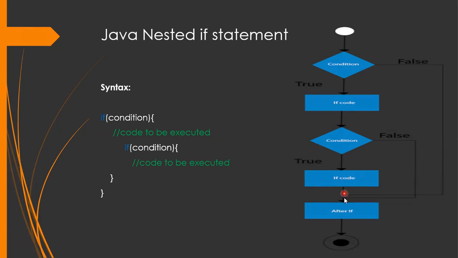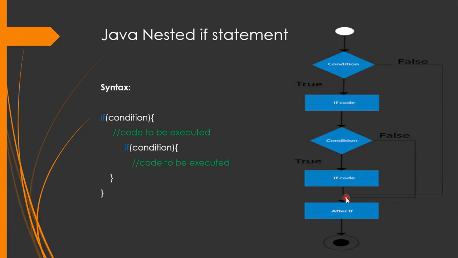Finally, it will come outside and terminate. Coming outside means it comes out from the nested if. Suppose this condition is false, it will be terminated from the nested if.